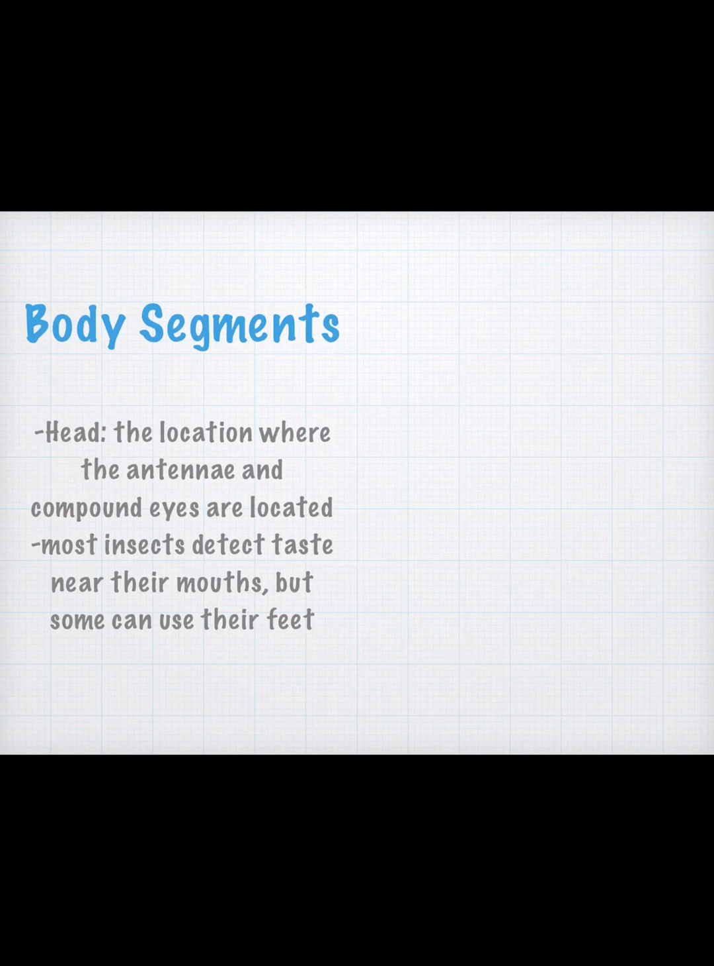So the head is the location where the antenna and the compound eyes are located. Now, compound eyes are not like ours. We have 2 eyes, and each eye is what's called a simple eye, meaning you see one thing, one direction. A compound eye is hundreds or even thousands of eyes that all work together so that an insect can see in many directions at once.